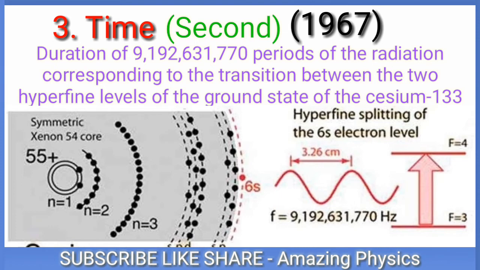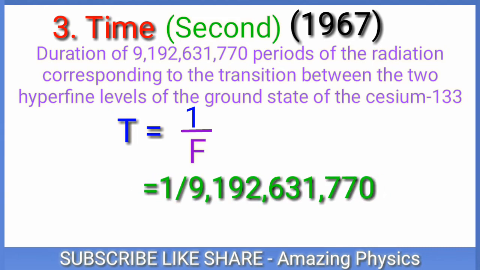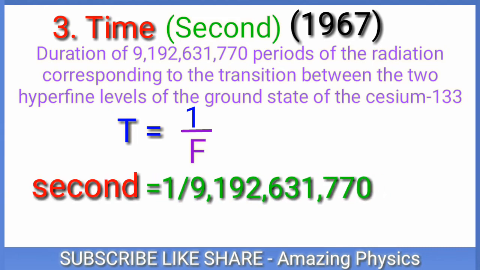Here, this long number is a frequency. Frequency means the number of cycles that occur in a second, f equal to 1 by T. Cesium 133 is a high frequency radioisotope. If you want T, time is equal to 1 upon frequency. If you put the frequency value in this denominator, we will get 1 second. I hope you got it.